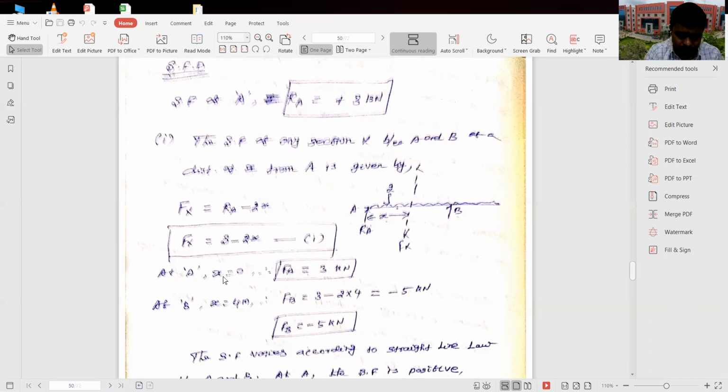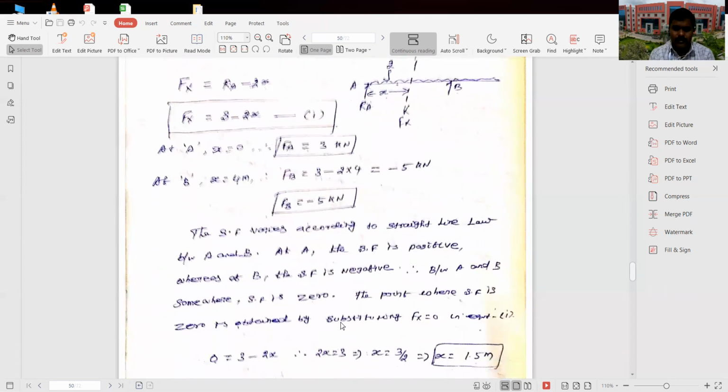So at point A, the x value will be 0. Therefore, FA is equal to, substituting x equal to 0, 2 into 0 is 0, therefore 3. So FA will be 3 kilonewton. And at point B, substitute x equal to 4 meter. Therefore, FB is equal to 3 minus 2 into 4, which is 3 minus 8, minus 5 kilonewton. Therefore, at B, the shear force value is minus 5 kilonewton.